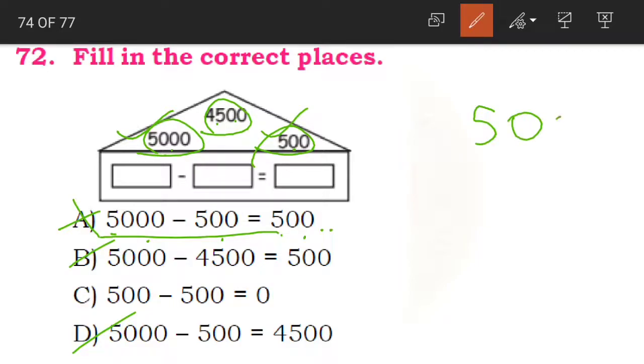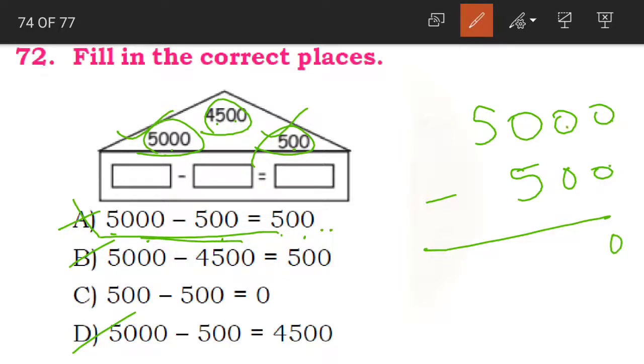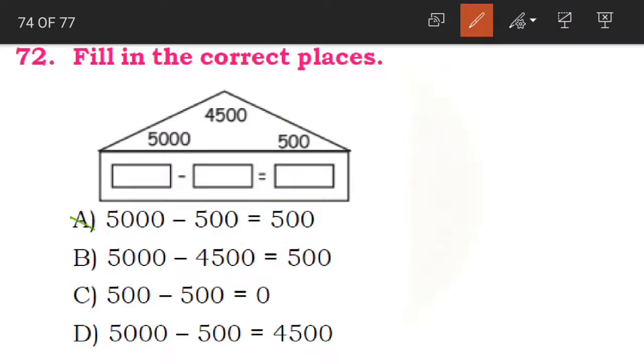Another point why it is our wrong answer: when we subtract 500 from 5000, 0 minus 0, 0, 0 minus 0, again 0. Now 0 minus 5 is not possible, so we'll borrow. 0 becomes 10, 5 becomes 5 minus 1, 4. Now 10 minus 5 is 5 and 4. What is the answer, children? 4500. But here the difference is given as 500. So option A is not our correct answer.